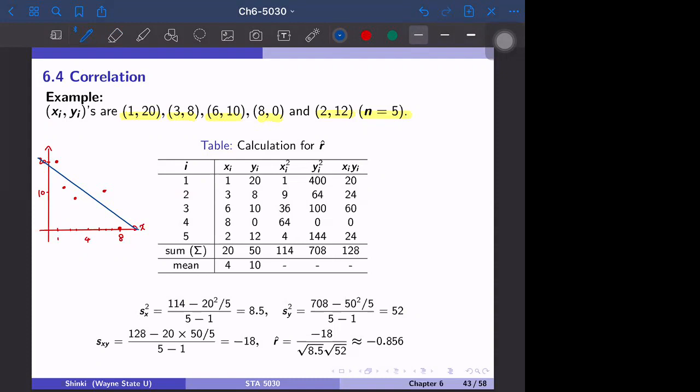So we want to calculate this. The x_i values are 1, 3, 6, 8, 2, and the y values are 20, 8, 10, 0, 12. Take the summation: 20 and 50. The mean is 4 and 10, because we have 5 observations, so 20 divided by 5 is 4 and 50 divided by 5 is 10. So this is the center, (4, 10).